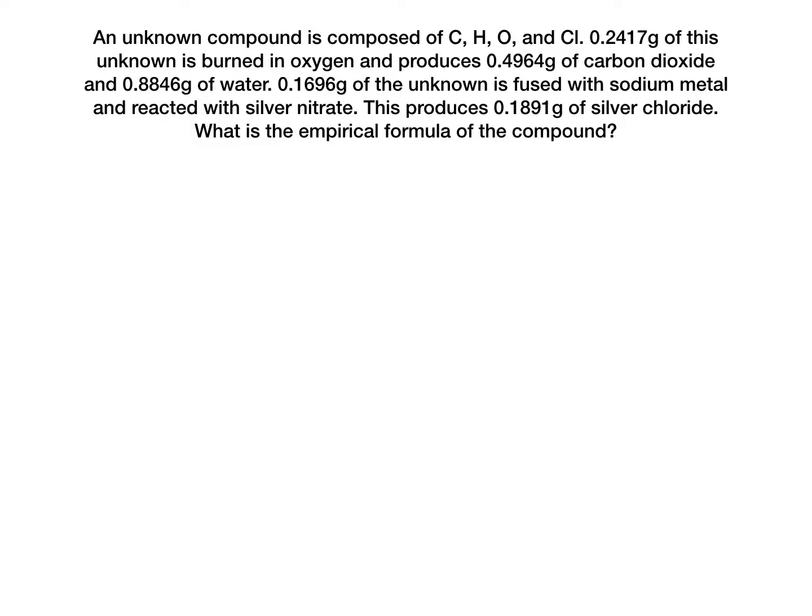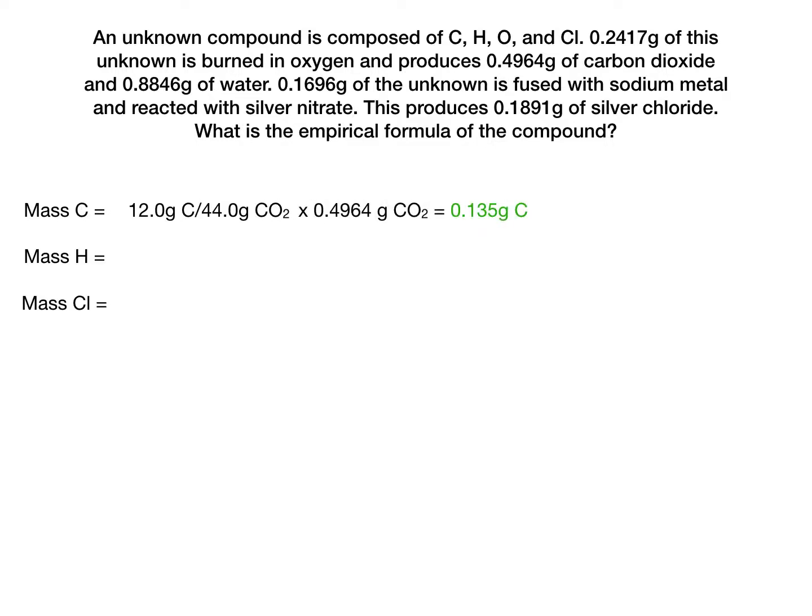Like all empirical formula problems, the first step is to determine the mass of each element in the compound. The carbon in the compound was converted to carbon dioxide when it was burned. A 44-gram sample of carbon dioxide, the amount in 1 mole, will always contain 12 grams of carbon. Multiply this by the grams of carbon dioxide produced to get the mass of carbon in the unknown.